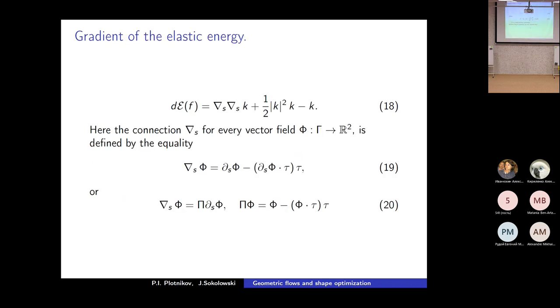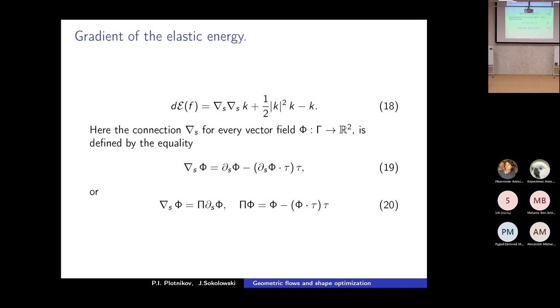Now, this is a well-known, very well-developed theory. There are a number of problems. Of course, the differential, the gradient of this energy was calculated many years ago by a number of people. And the resulting formula is the following. However, there is some detail which leads to many mathematical troubles.